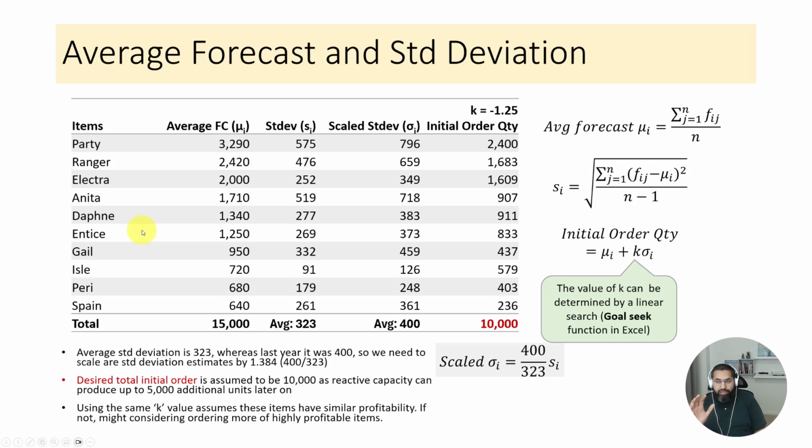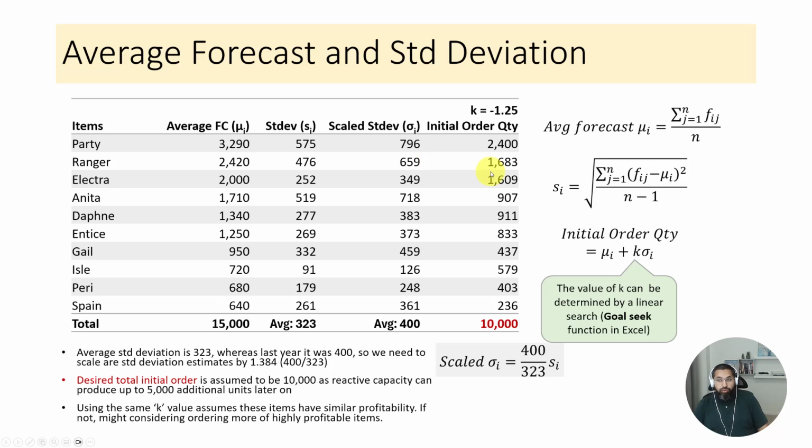And there are other ways. Even having a separate k is not optimal. In that case, what you want to do is calculate the expected profit for every additional unit that you order, and use a greedy algorithm to do it. But if you don't understand that, just ignore it. This is out of syllabus for this course. Ignore how to incorporate different profitability levels into this.